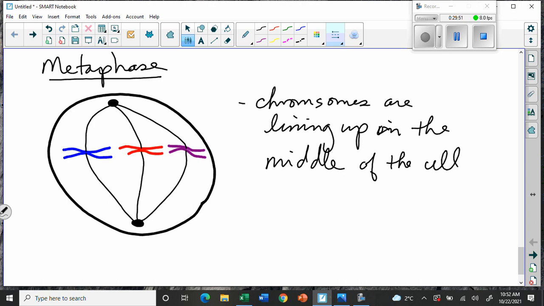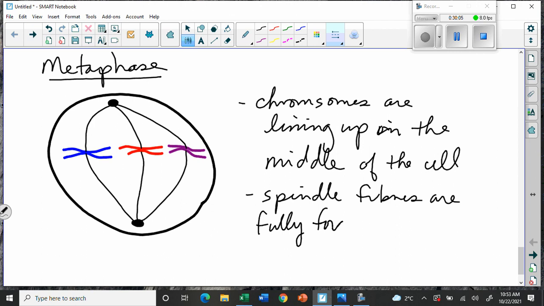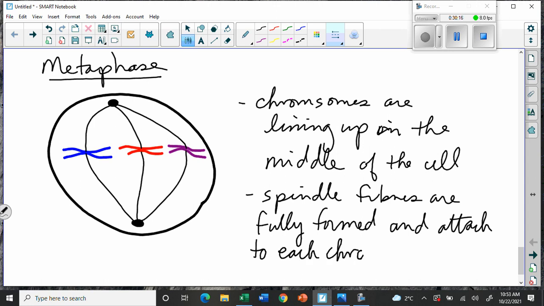And secondly, the other thing that's happening is the spindle fibers are now fully formed. Fully formed and attach to each chromatid. You can see in the picture.